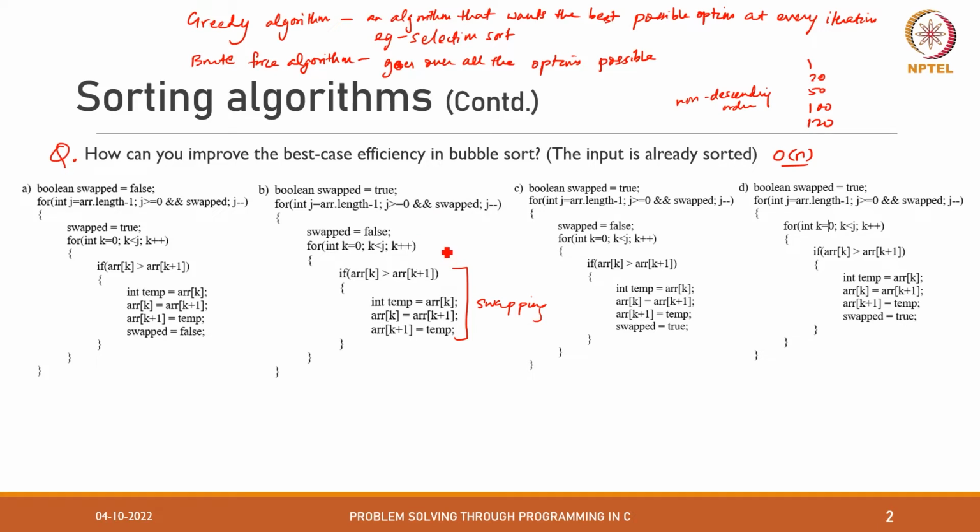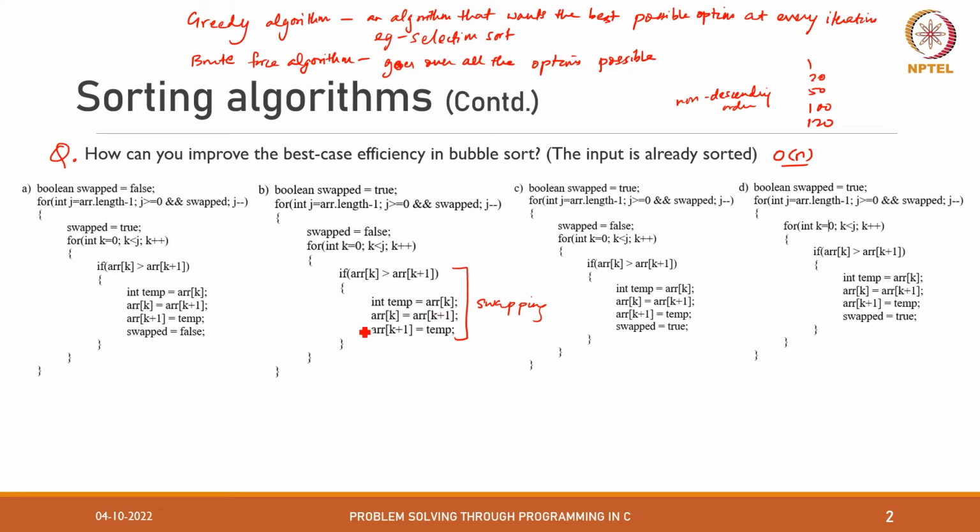Say if you had an unsorted array, it would have simply exited from here because swapped is false. This entire condition becomes false. This is true, this is false, and it's an AND condition, so it would have been false, and the outer loop would have exited, which is not correct. This algorithm might work for the best efficiency case, but it will not work for a general unsorted array.